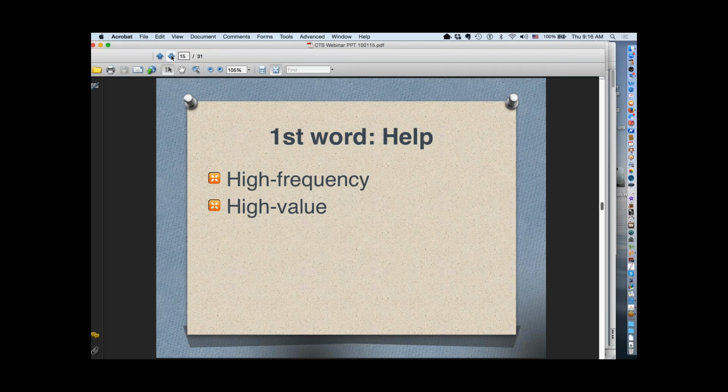So the first word is help. Help is a very high frequency word. It's a very valuable word because it helps to change the behavior of the people around you. When you need help with something you can't do independently, then being able to request it in a really clear way is just extremely valuable.